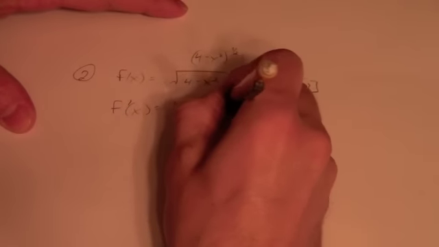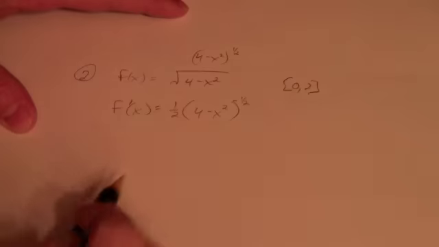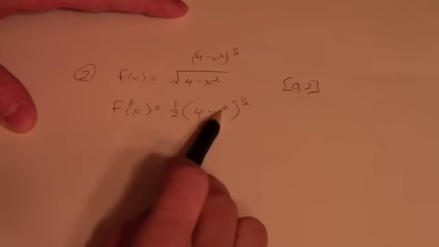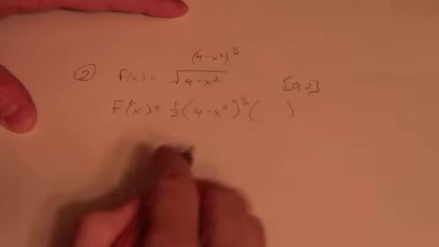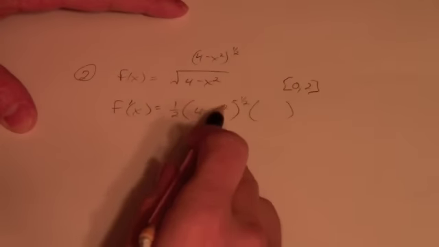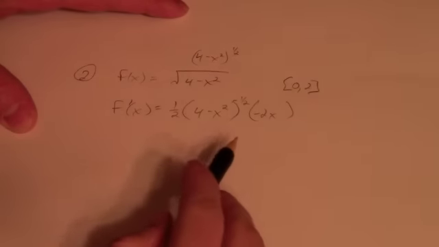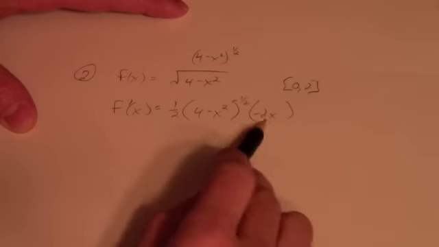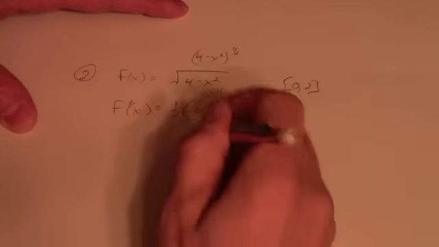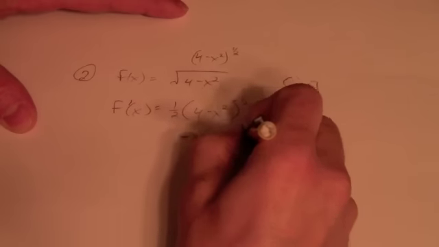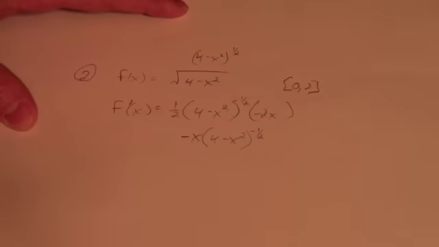So chain rule is in effect here. I'm going to bring down the 1/2 power, subtract 1 from it, leave the inner function there, and then multiply by the inner function's derivative, so that would be -2x. I could combine some terms here so it's easier to type into my formula. If I put my coefficients together, that would just be -1. So I'd have -x times 4 minus x squared to the -1/2.